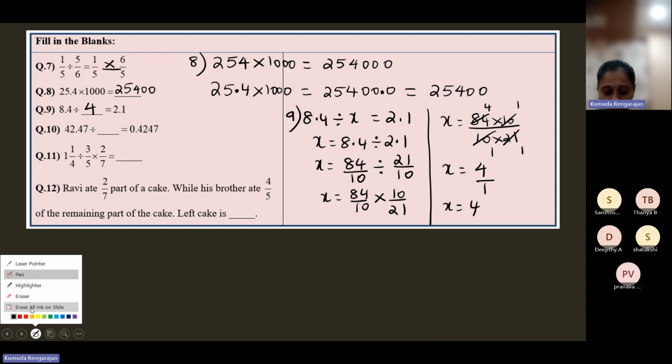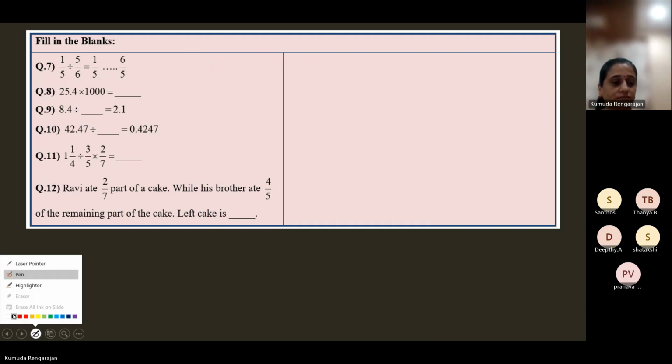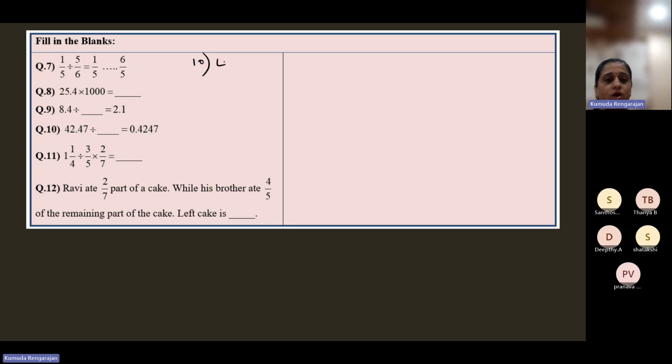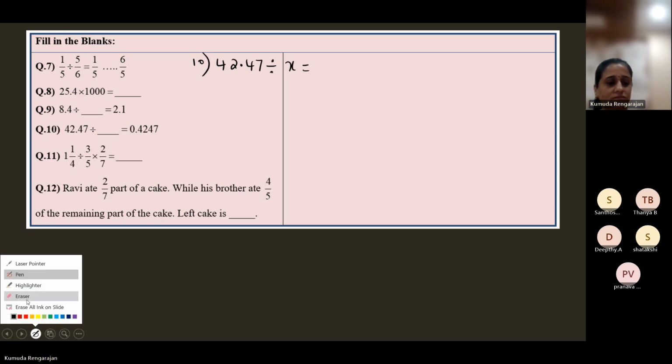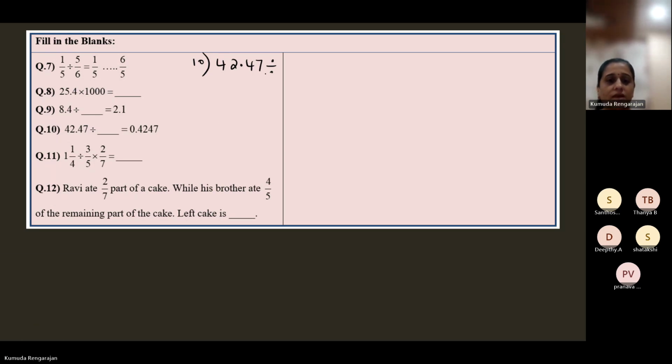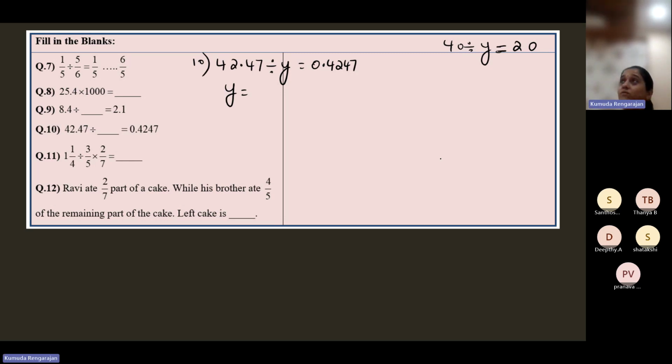Next one. Don't worry, I've shared all the images, children. The 10th one. 42.47 divided by x is equal to 0.4247. You can take y also. So 42.47 divided by y is equal to 0.4247. So we know y is equal to, you can again say, 40 divided by y is equal to 20. What's the answer for y? 40 divided by y is 20. What's the value of y? 40 divided by what is 20?